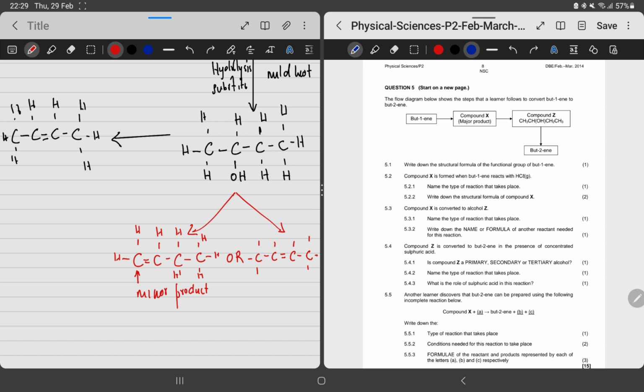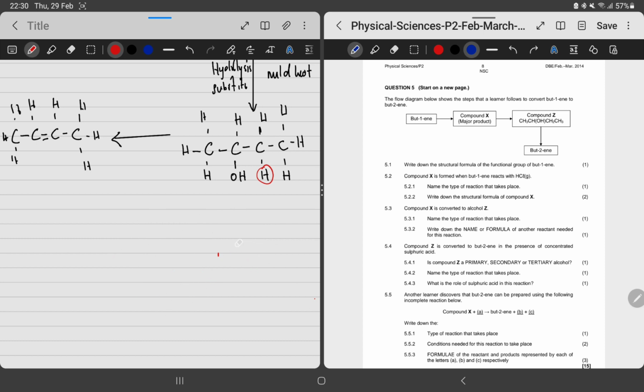But on my right hand side, look what I'm doing. I am removing a hydrogen from the carbon that has the least number of what? Of hydrogens. So this becomes my major product. Okay. You don't need to be able to define Markovnikov's rule or Zaitsev's rule. You just need to know how to apply them. Okay. So, yeah, we are done. Let's look at the questions.